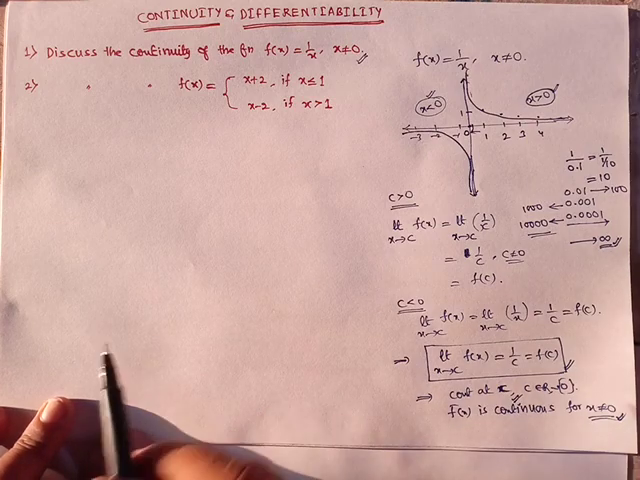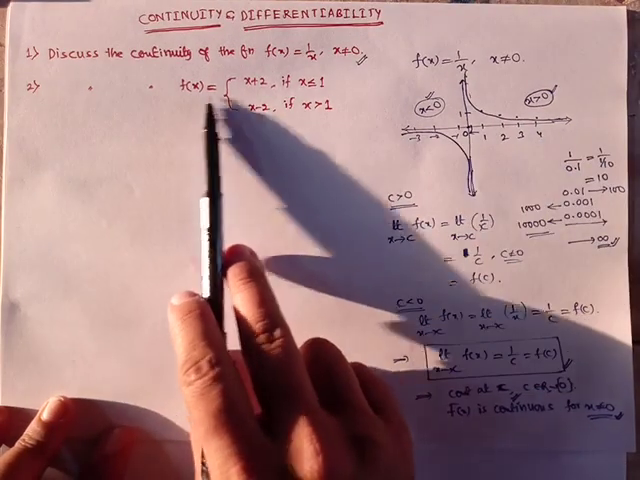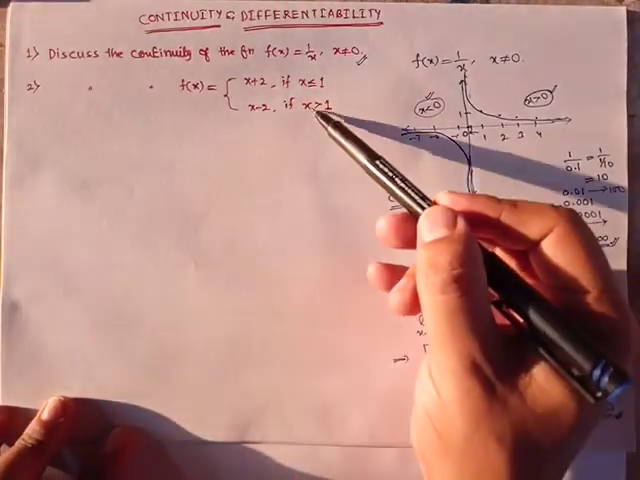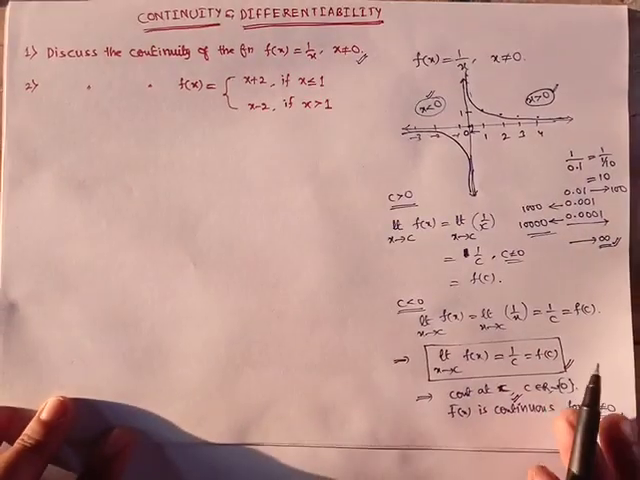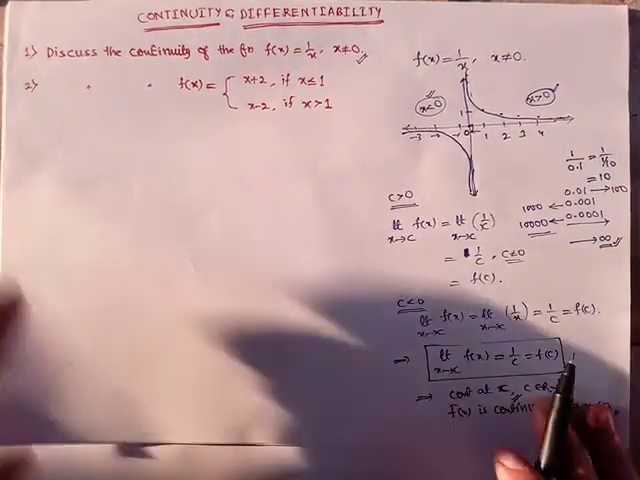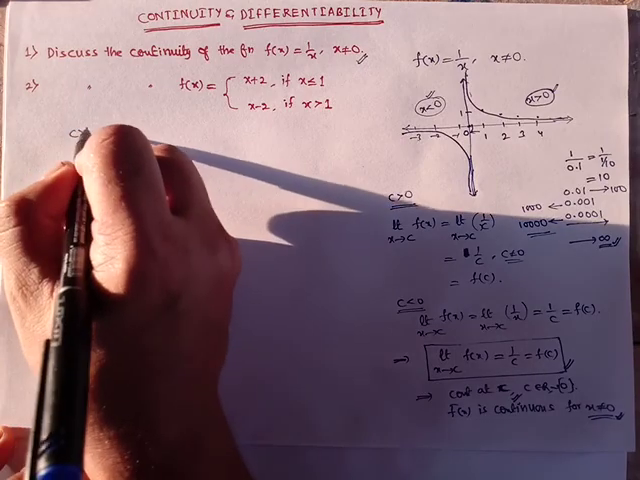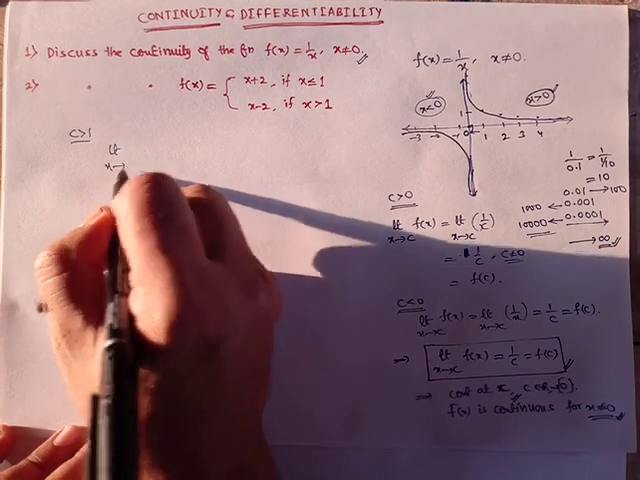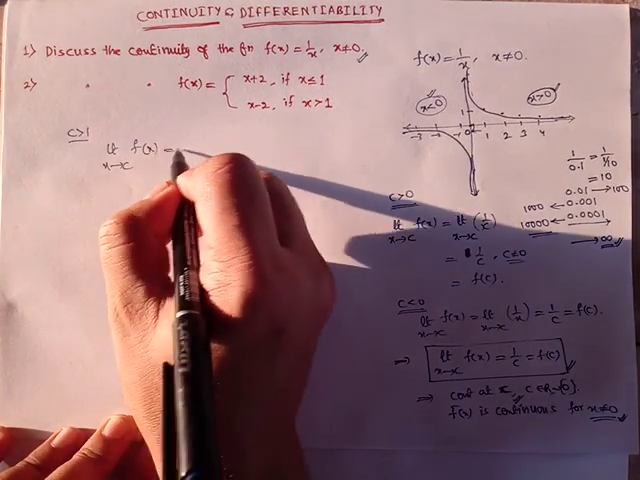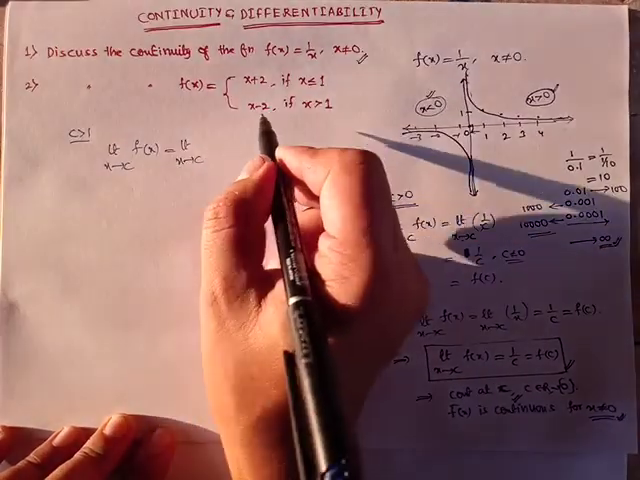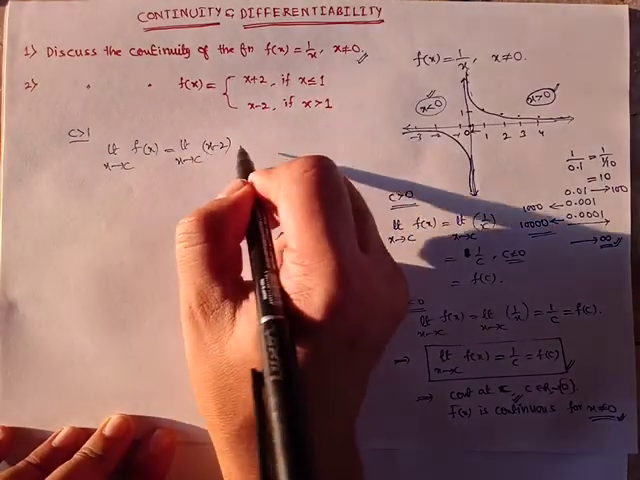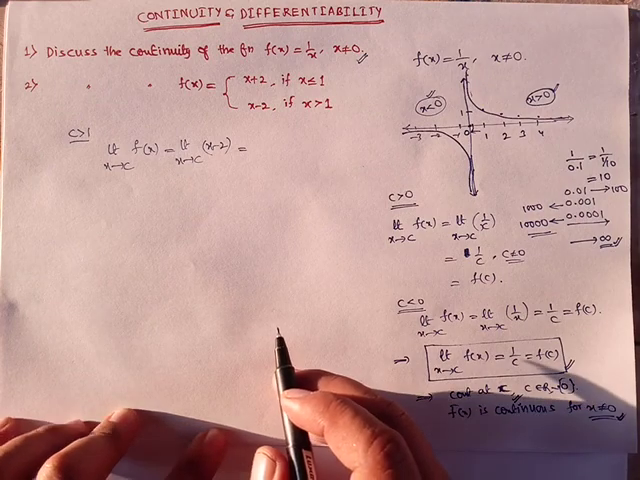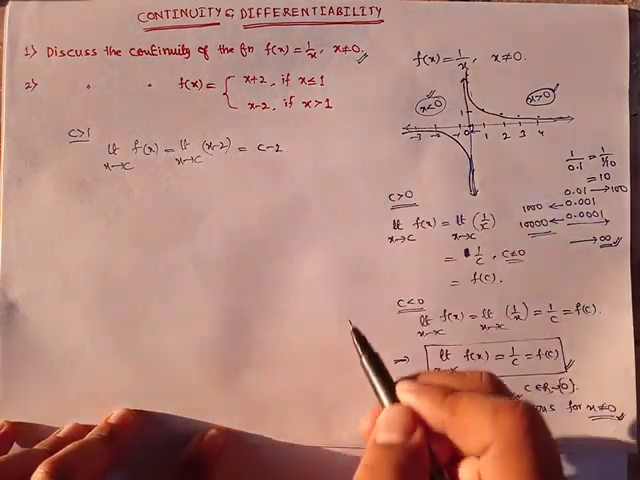same, discuss the continuity of the function f of x equals x plus 2 if x is less than or equal to 1, and for x greater than 1 it is x minus 2. Now we'll see. Same way we'll consider c greater than 1. Limit x tends to c f of x is nothing but x minus 2, and wherever x is there, substitute c, so it can be taken as c minus 2.